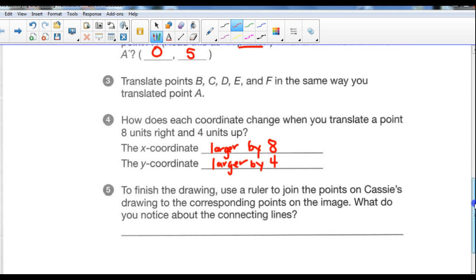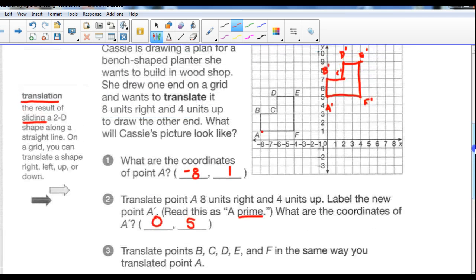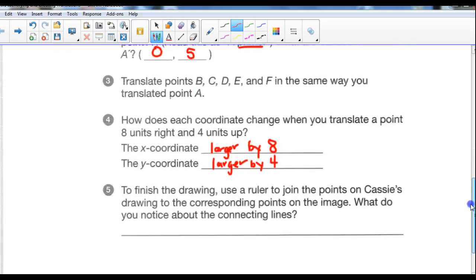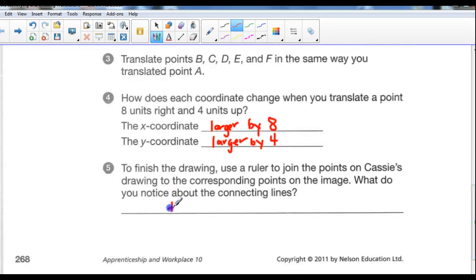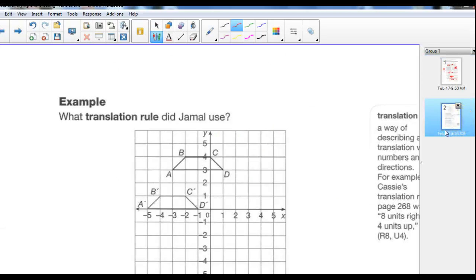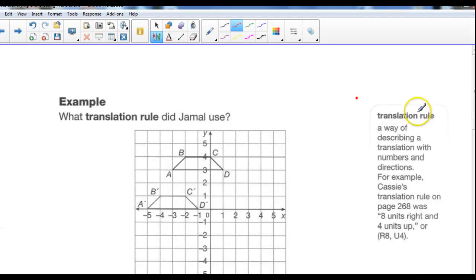Okay, what do you notice about the connecting lines? Well, it's the same image. It's exactly the same image, just translated. Translated. Okay. Let's go on to the next page.